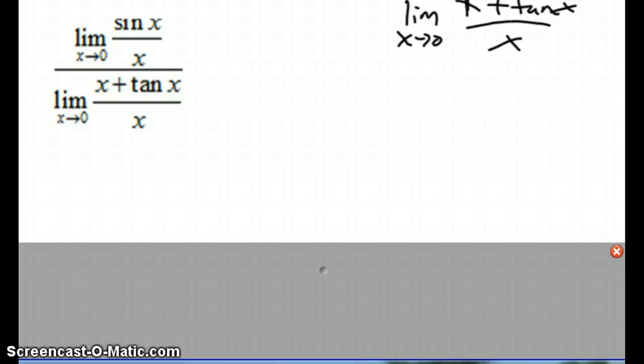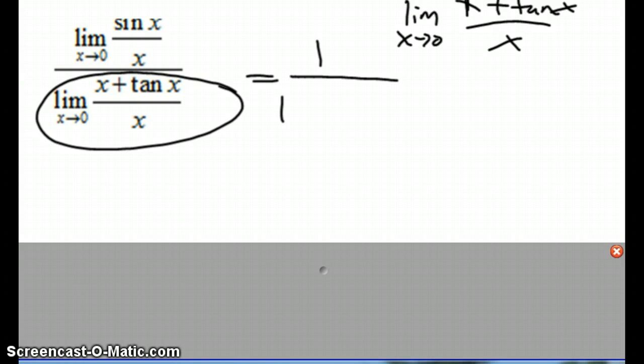If you want to try on your own at this point, give it a shot. You probably can find the limit of this denominator all by yourself. Press pause, give it a try.